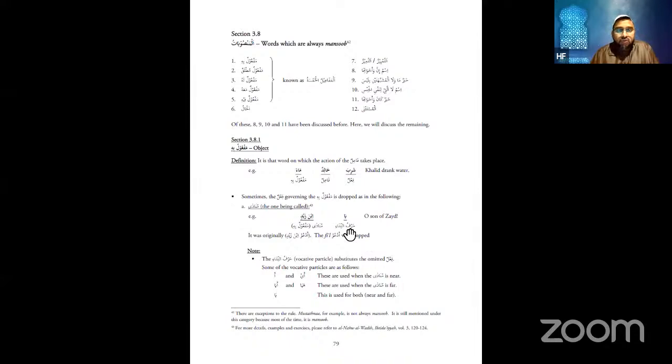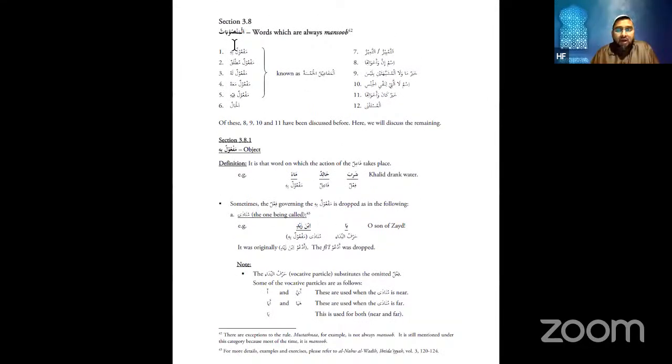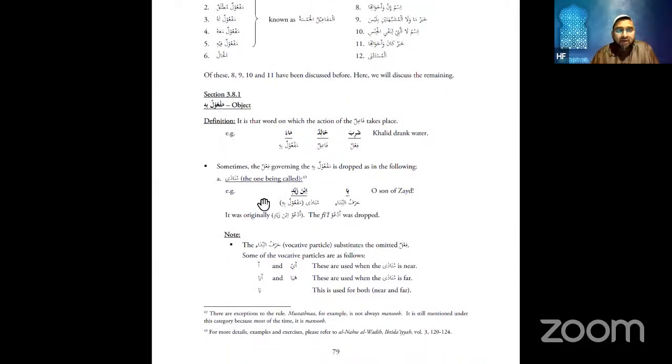Now we started the topic of discussing nouns being in the case of the fatha tanween, and in particular when there's a verb. And we spoke about the objects of a verb: maf'ul bihi, maf'ul mutlaq, maf'ul lahu, maf'ul ma'ahu, maf'ul fihi, and hal. So these are the six which we were going to discuss, and we talked about the direct objects, so maf'ul bihi, which is the object of a verb.